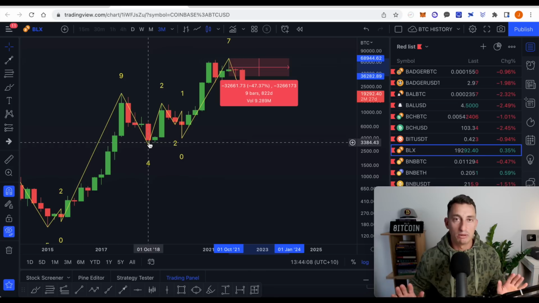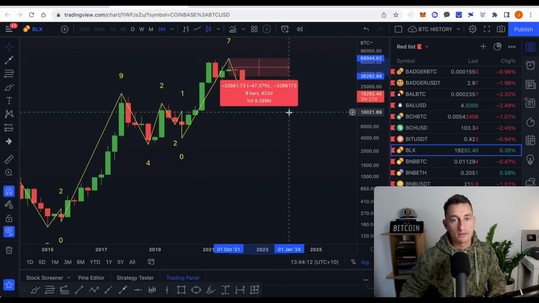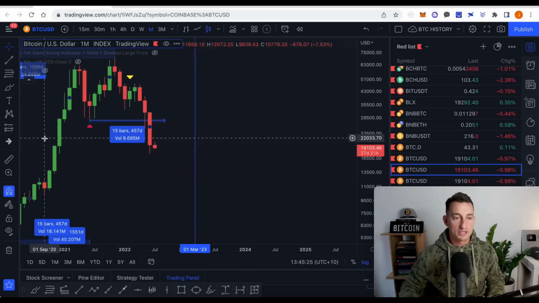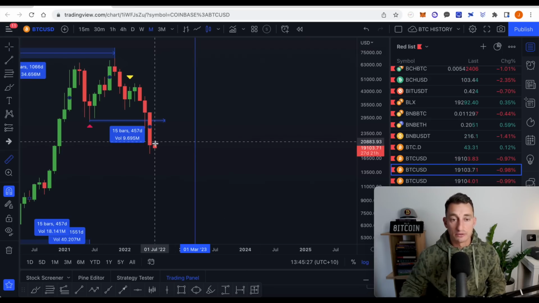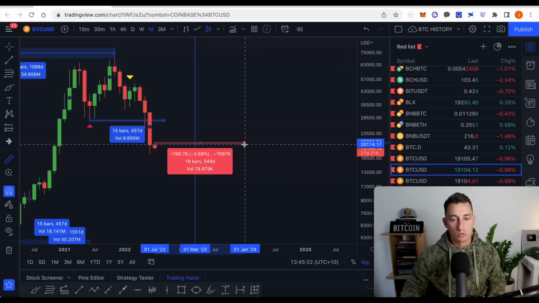Not here to say that it will happen. We're just looking at the title of worst case scenario. So that's quite some time away. Worst case scenario in terms of how much longer until Bitcoin reaches its bottom. Well, we just looked at that there, and counting from this month, it's early in July, going all the way to January of 2024, that's 18 more months.